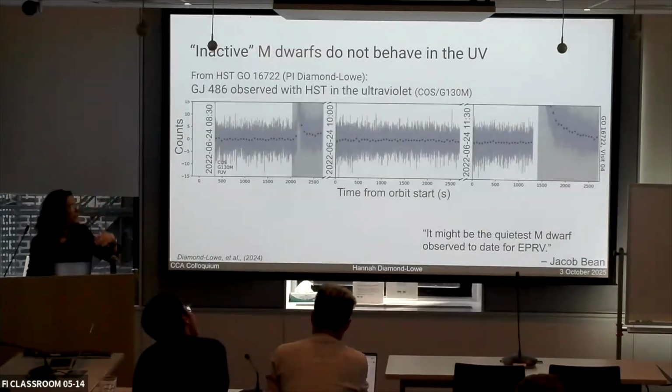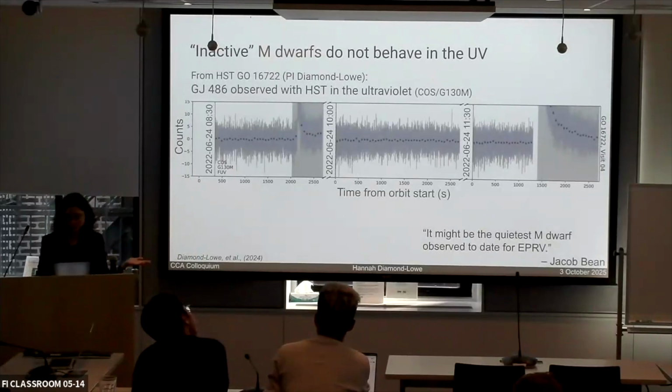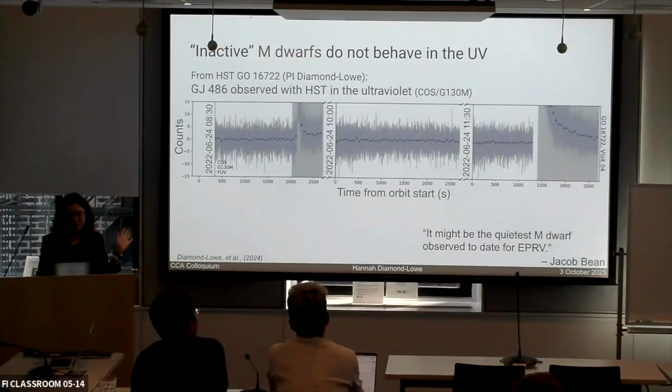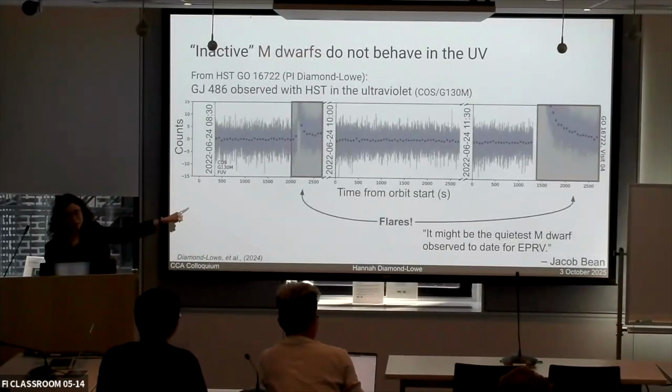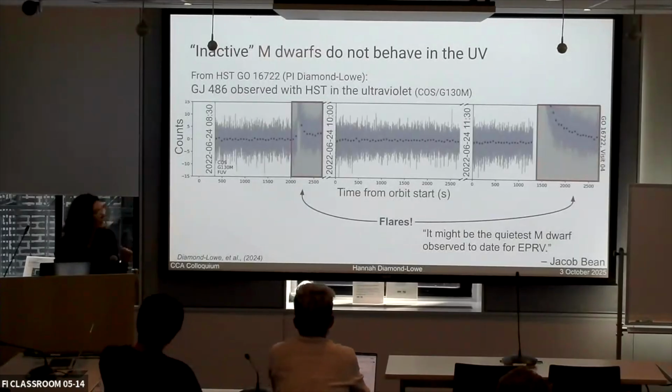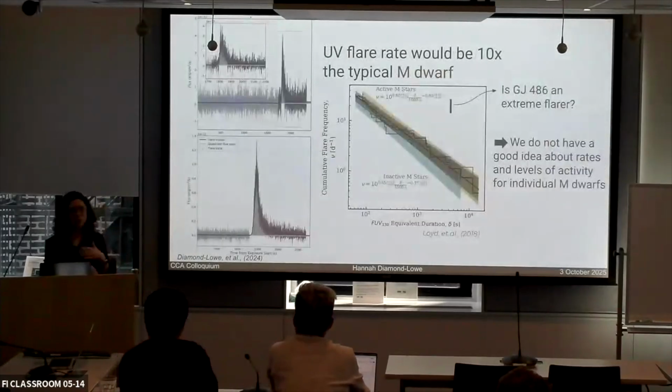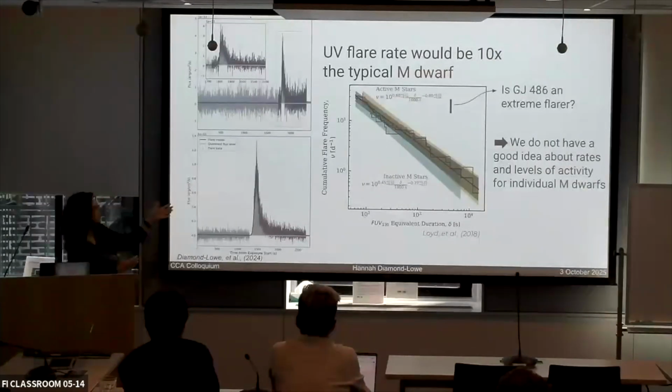And I've been, without his permission, using this quote from Jacob Bean that I dug up from an email for several years now. So it hasn't come back to me yet. He wrote in an email that this might be the quietest M dwarf observed to date with extreme precision radial velocity. And yet there are 2 flares, big ones, in this data set. You can see them by eye. And not only can you see them, you can fit flare models to them, and you can back out how much energy at these wavelengths is in these flares.